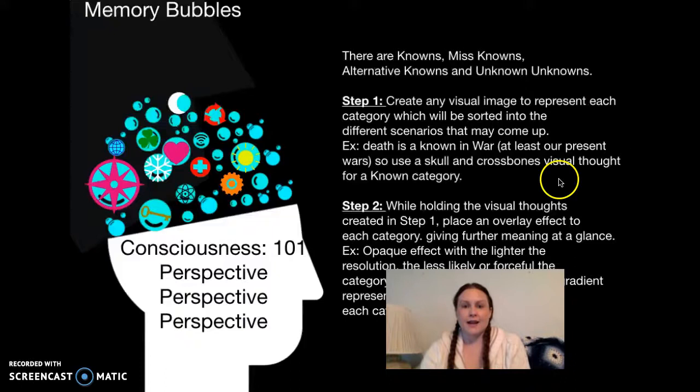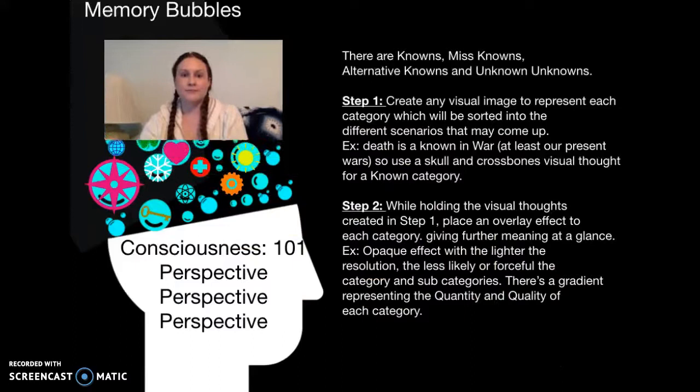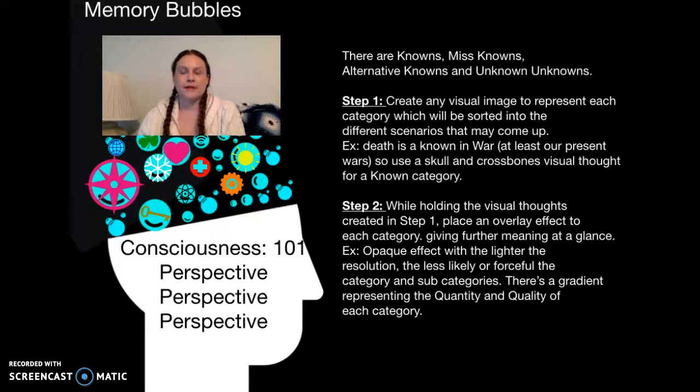And then step two, while holding that visual thought created in step one, you can place an overlay effect over the category, giving it further meanings, like an opaque effect with lighter resolution. The less likely or forceful the category and subcategories are, that kind of means if there's a lot of unknown unknowns about what you're experiencing or going through, you would want to create any sort of overlay, or you can even add a sense of smell to it or an emotion.